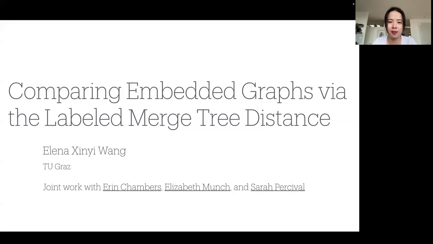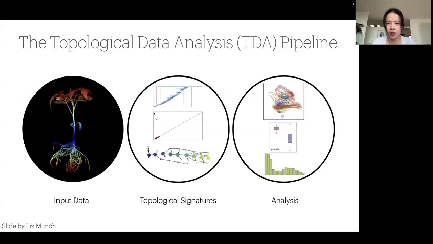So today, we're talking about comparing embedded graphs. But before we start with that, let me recap the typical topological data analysis pipeline, which is the field that I'm in, and the tool that we're going to be using comparing embedded graphs. So in topological data analysis, or TDA for short, usually we take an input data, and that can be an image, that can be scan, and we compute the topological signatures of that input data. We have a lot of choices in there, and then using the topological signature, we perform downstream analysis using tools from machine learning or statistics.